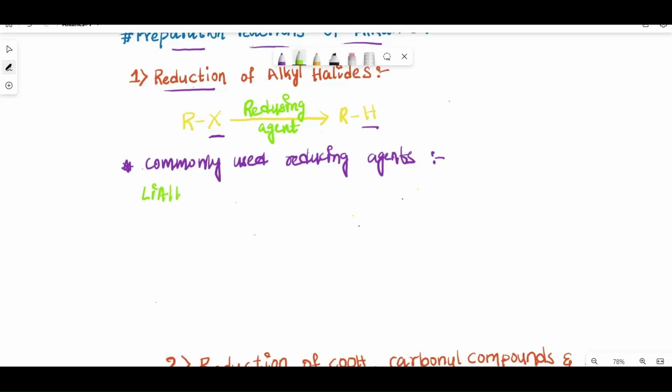LiAlH4, lithium aluminum hydride. You can write it as LAH also, and NaBH4. And one more thing is red phosphorus plus H2. Red phosphorus plus H2. And we will use reducing agents mostly zinc, zinc plus acid, CH3COOH, and zinc plus NaOH.